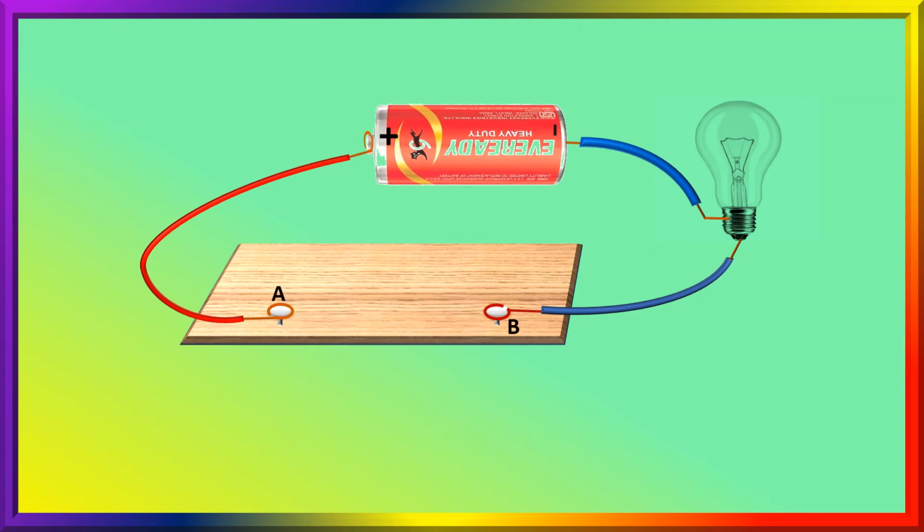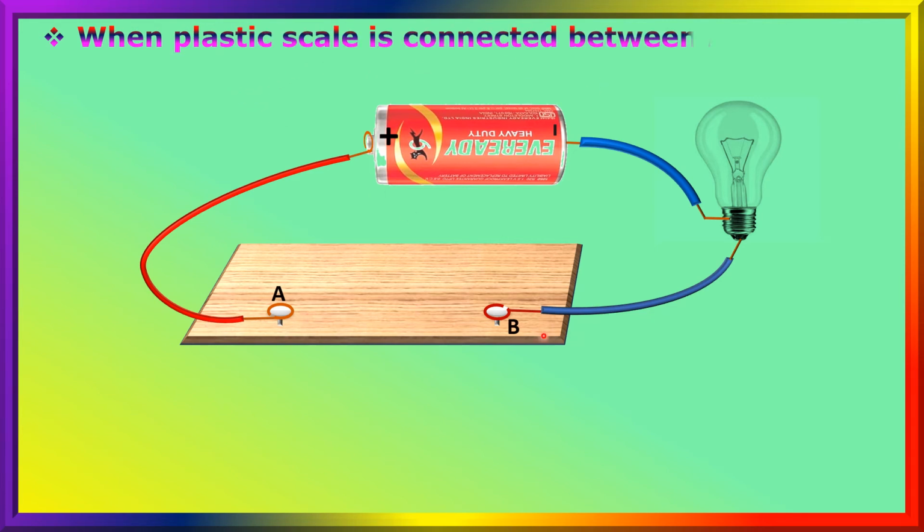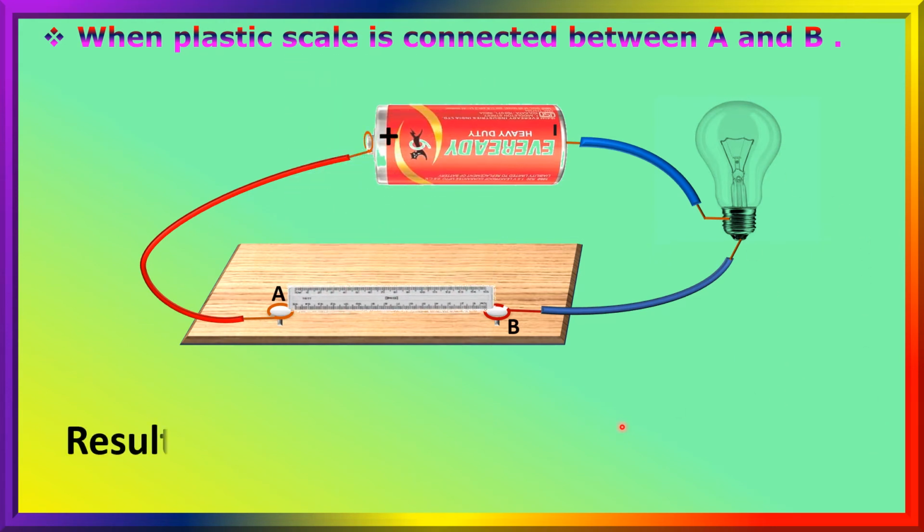Next. When plastic scale is connected between A and B, you can imagine and predict whether bulb glows or not. See here, bulb doesn't glow. What is the result here? Bulb does not glow means the plastic scale is also an insulator.